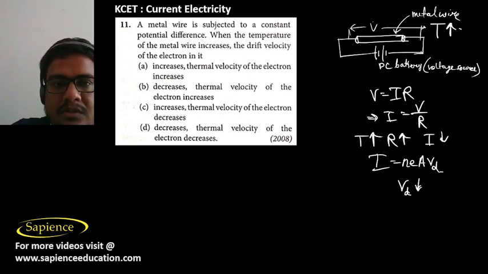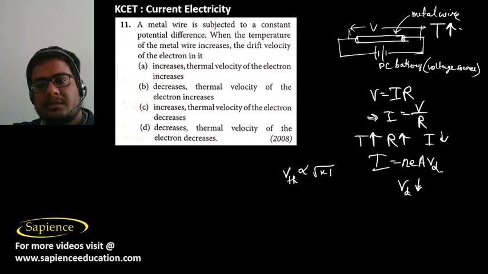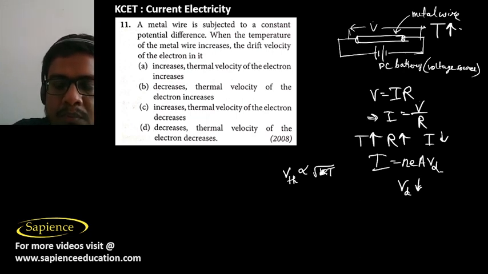So the drift velocity decreases, but the thermal velocity will increase. The thermal velocity is proportional to root over kT, that is, proportional to the square root of the absolute temperature of the wire. Therefore, the thermal velocity will increase since the temperature increases. It means drift velocity decreases and thermal velocity of the electron increases. So option B is the correct answer.